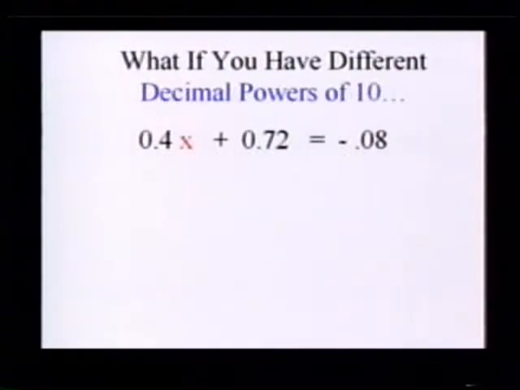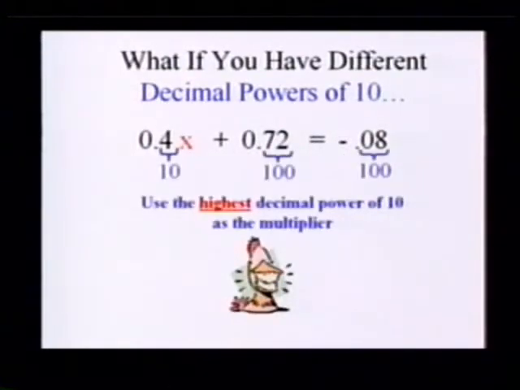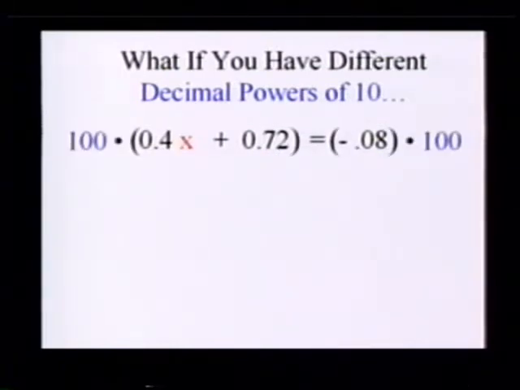In this case, I've got a decimal to the 10th and a decimal to the 100th. Well, let's use the biggest one, and I promise you it'll clean up. So the 100's the biggest one. So let's multiply everybody by 100.